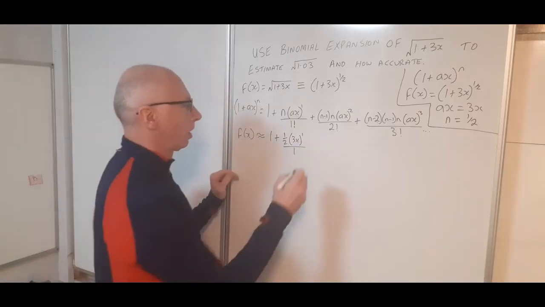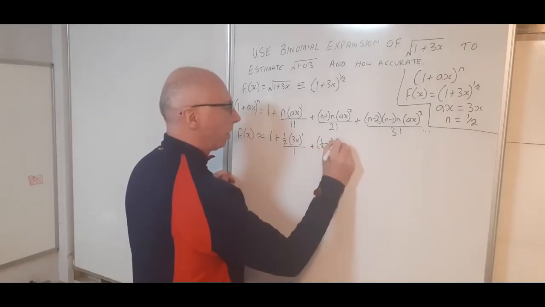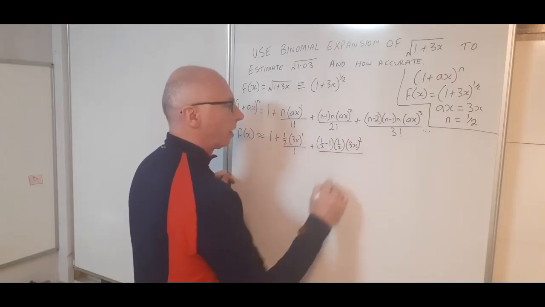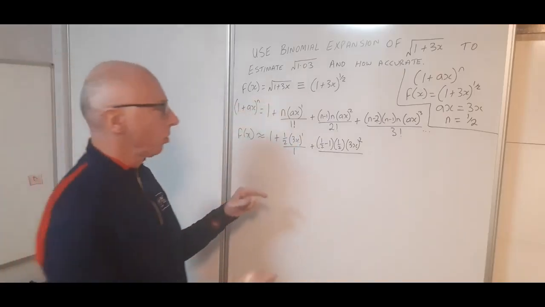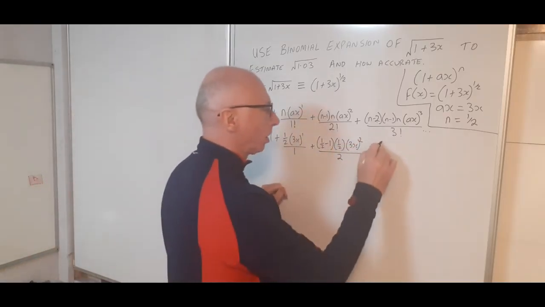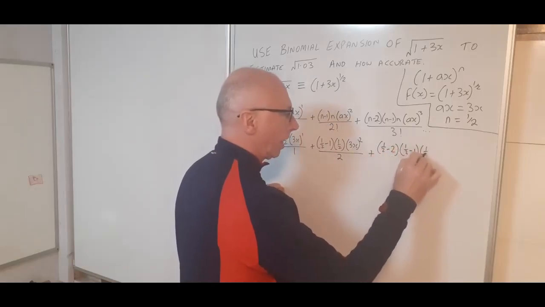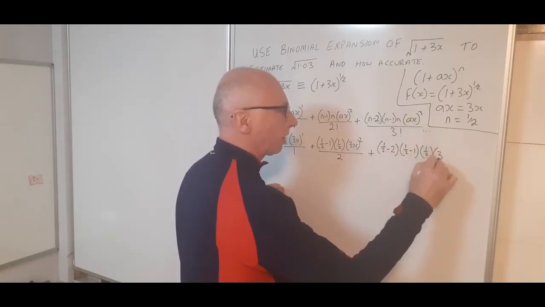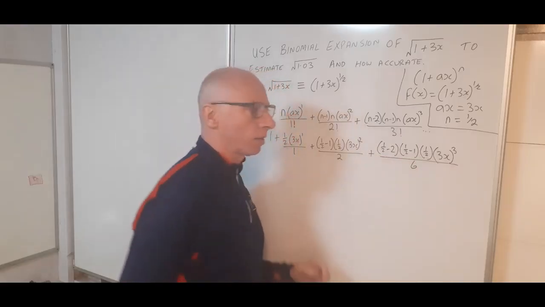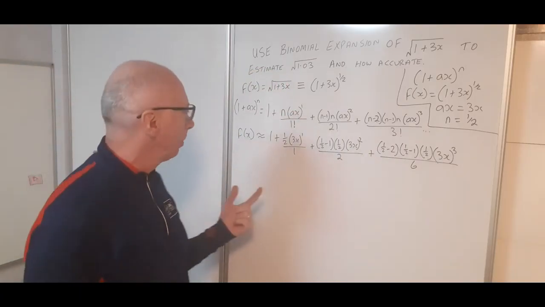Nice and straightforward. And then I've got a half minus 1 times a half and 3x squared, and 2 factorial, that's just 2. And then my next term, I've got a half minus 2, half minus 1 and a half. ax is 3x, that's cubed, and 3 factorial is 6. So that's where I'm up to now. All I need to do now is tidy this up a little bit.